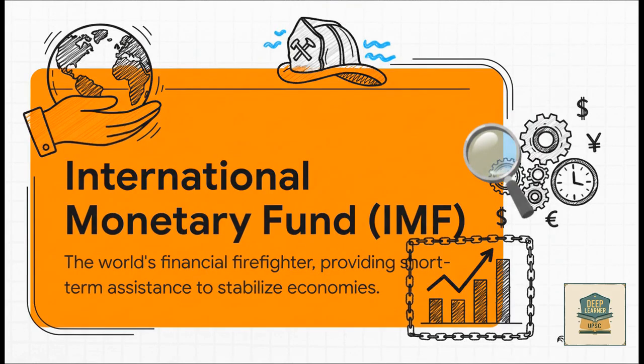So what was the IMF's job in all this? Well, the easiest way to think about it is like the world's financial firefighter. Its whole purpose was to keep currency exchange rates stable and to give short-term loans to countries that were in financial trouble. The idea was to stop one country's crisis from turning into a global meltdown.